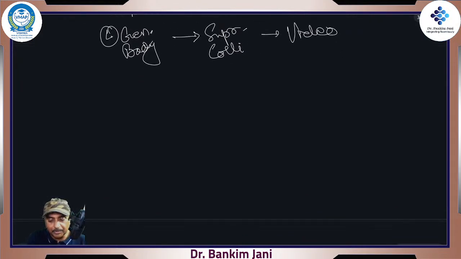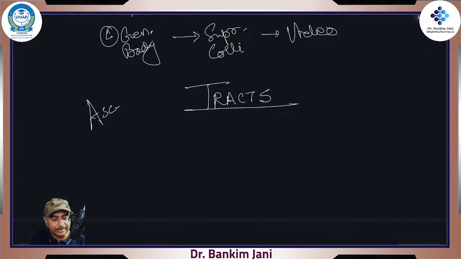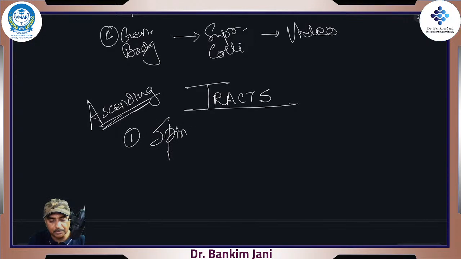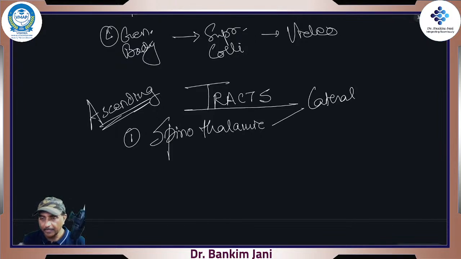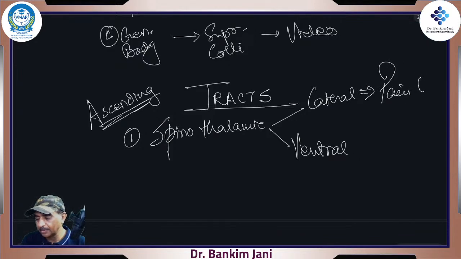Now let's talk about some tracts. We are dealing with ascending tracts now. Ascending tracts means they are coming from the spine. So from spine to thalamus, very rightly said, spinothalamic. Spine to thalamus, and there are two: one is lateral, one is ventral. Lateral will be carrying pain and temperature.